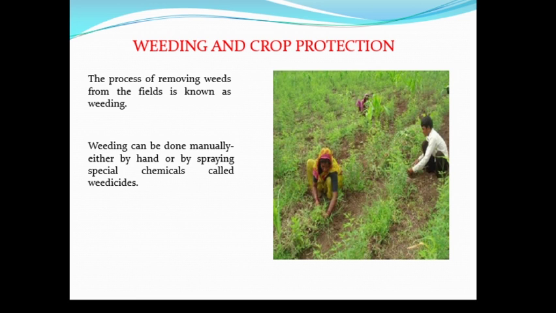Weedicides. These chemicals destroy the weeds. Even though chemical weeding is faster, it can be dangerous and can cause health issues. Sometimes these chemicals also get absorbed inside the crop and cause poisoning.